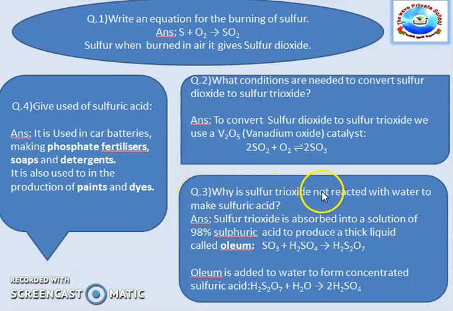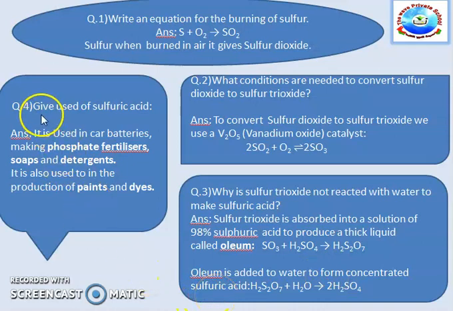Why is sulfur trioxide not reacted with water to make sulfuric acid? So let's see, what will be the answer? Sulfur trioxide is absorbed into a solution of 98% sulfuric acid to produce a thick liquid called oleum. When sulfur trioxide is reacted with sulfuric acid, it gives H2S2O7. That is called oleum. It is a thick liquid. And when we add water to this oleum, it gives us concentrated sulfuric acid.